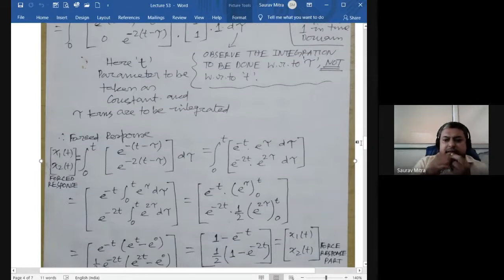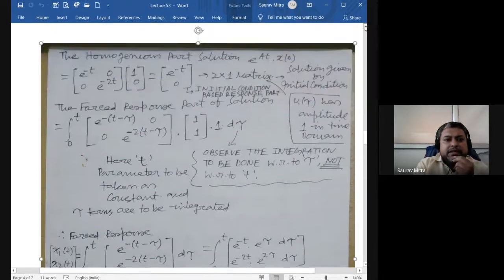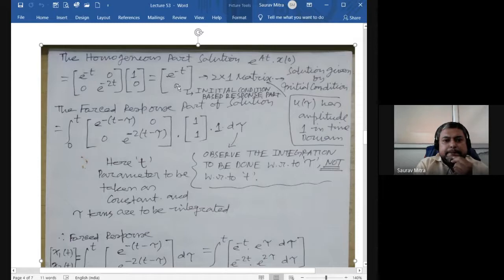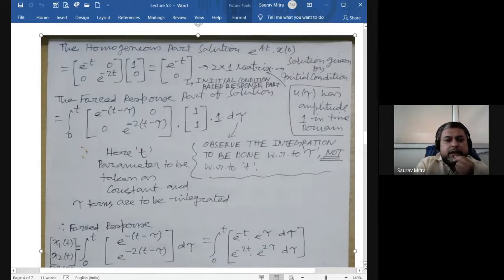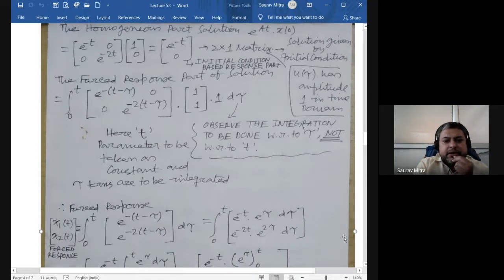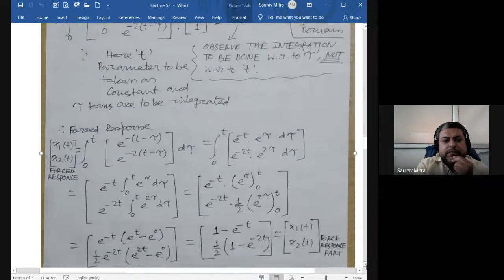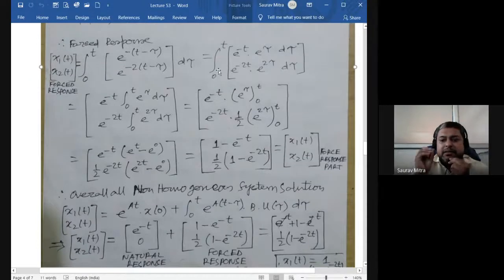Okay, so now I guess this part is visible. Much of the thing we have done already. Whatever is the initial part given, this is the initial response, and next is the forced response. So how to find it? Substitute t as t minus tau, multiply B matrix, multiply u(tau), and you are getting it like this. Now here, be a little observant. e raised to minus t I have taken separately. e raised to minus t enters e raised to tau d tau. Second part, e raised to minus 2t and e raised to plus 2 tau.